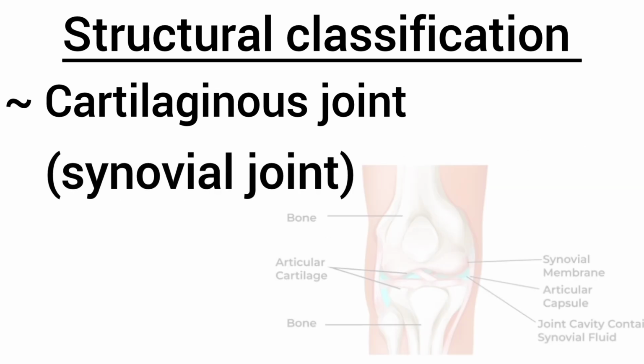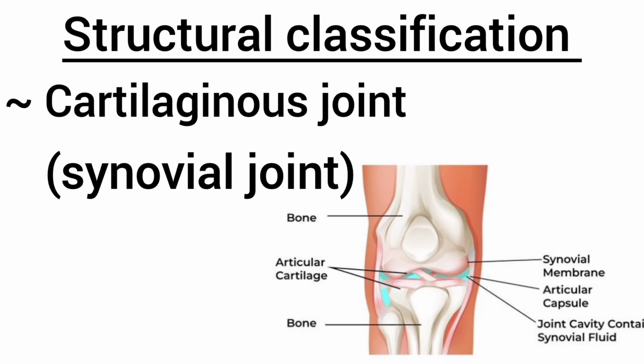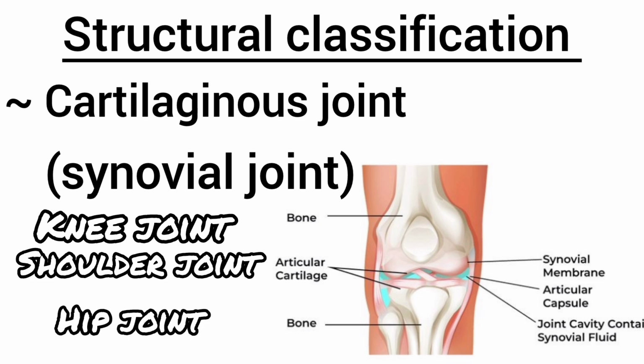C. Synovial joints. Synovial joints are the most common and movable type of joints. They have a joint cavity filled with synovial fluid, which reduces friction and facilitates smooth movement. Examples include the knee joint, the shoulder, and the hip joint.